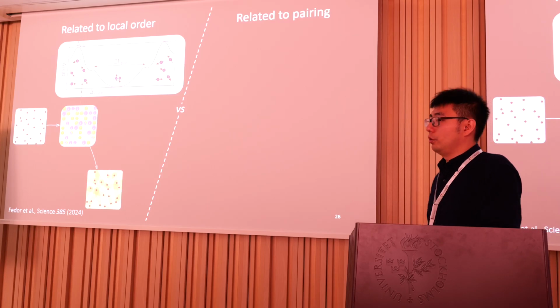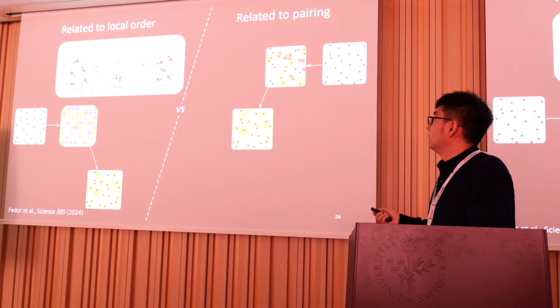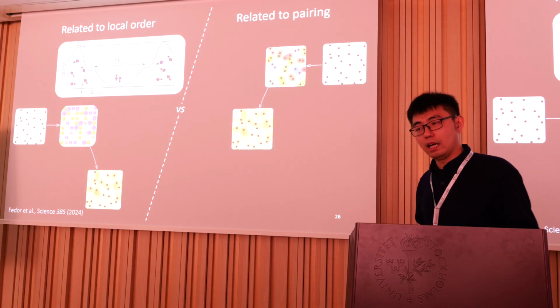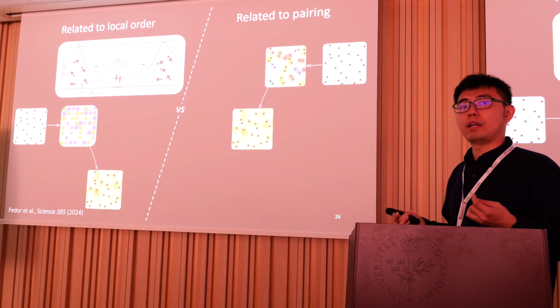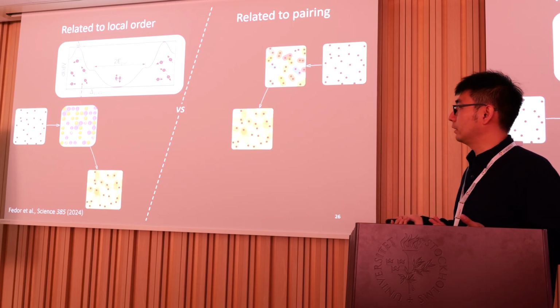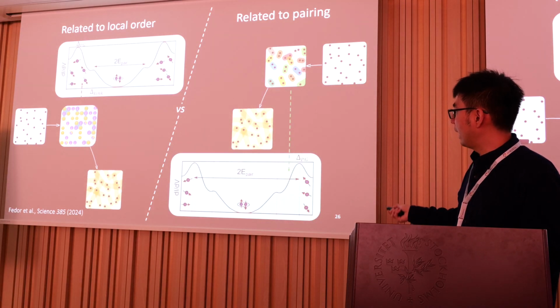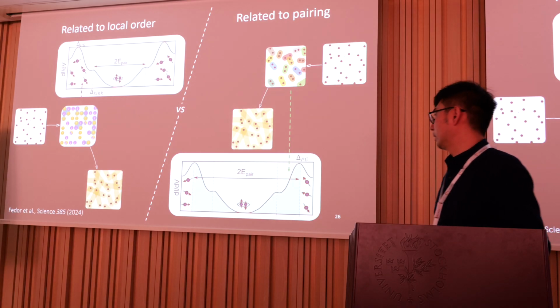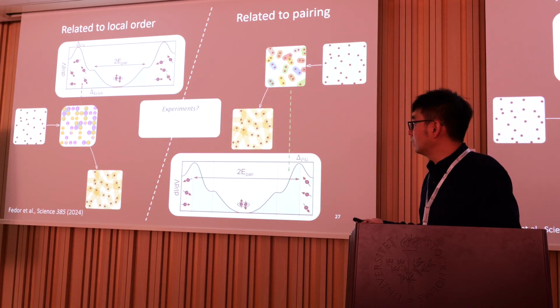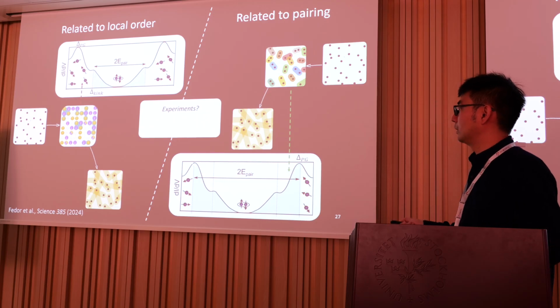And the second scenario believes that you have preformed pairs. It means when your temperature goes down, you have some preformed pairs. They don't have phase coherence, but you already have Cooper pairs, so you lose density of states and get a gap. And in this scenario, it means that you already have Cooper pairs at the pseudogap energy. And you can find that in the experiments, usually it's not very easy to distinguish the two different scenarios.